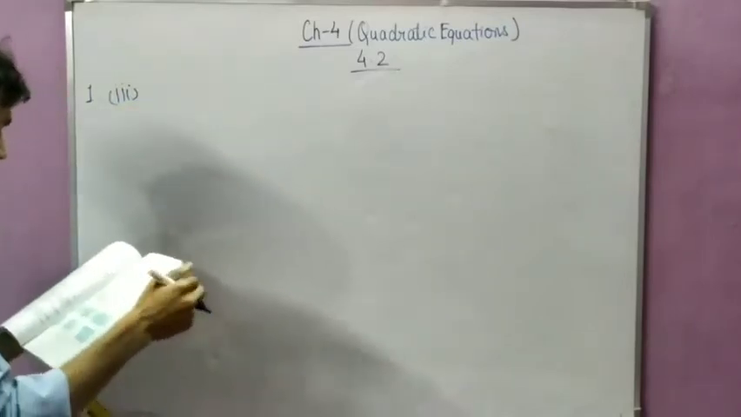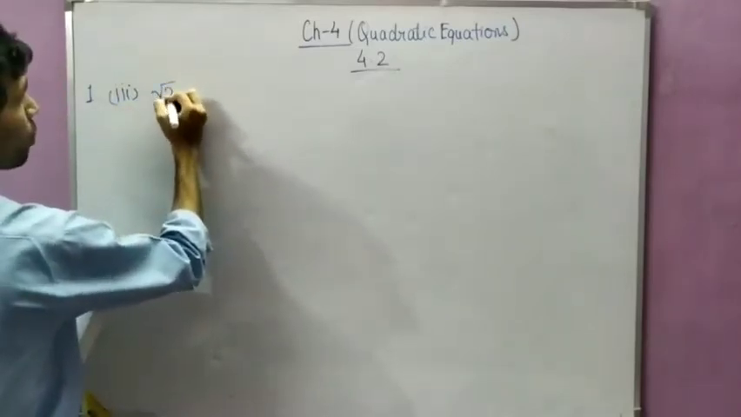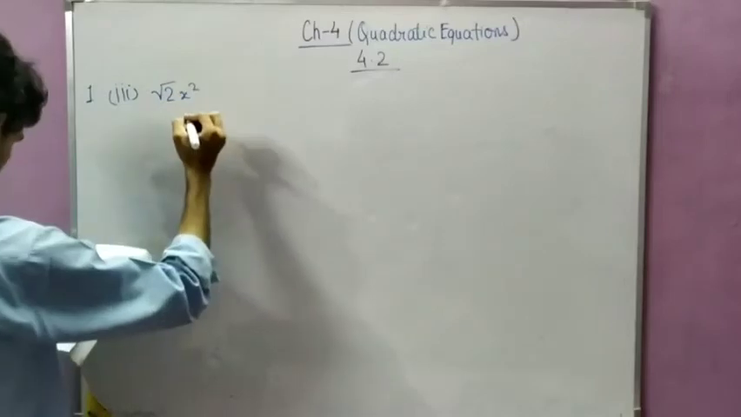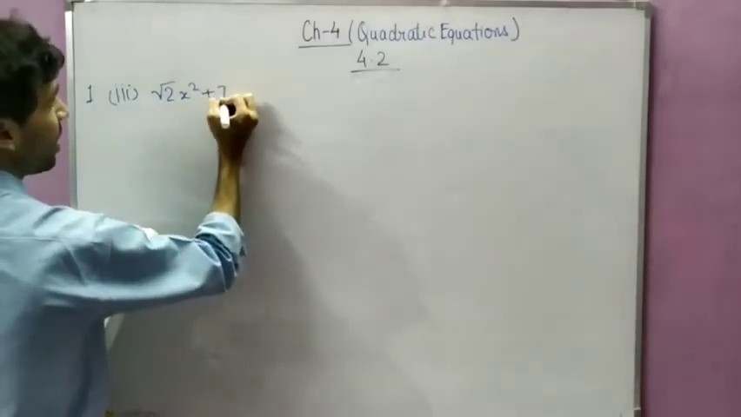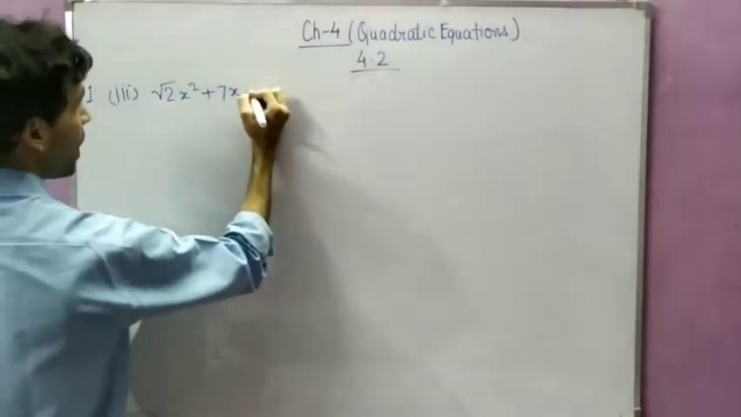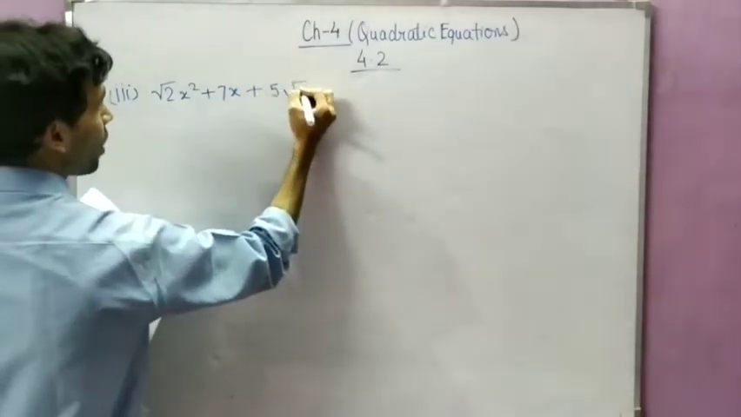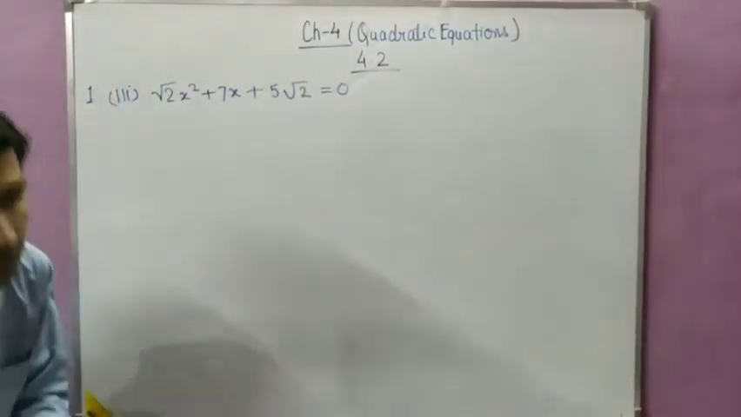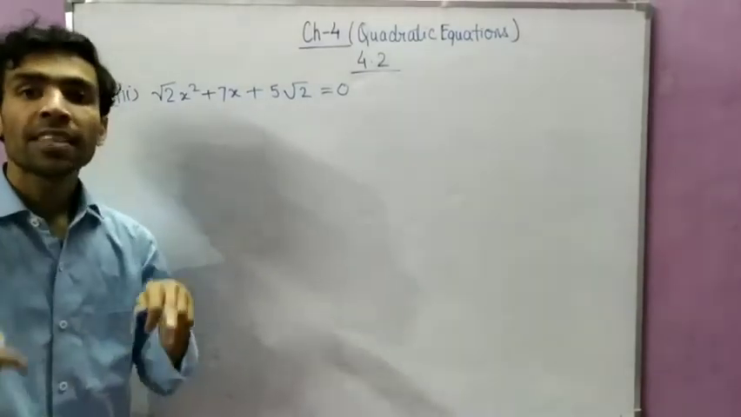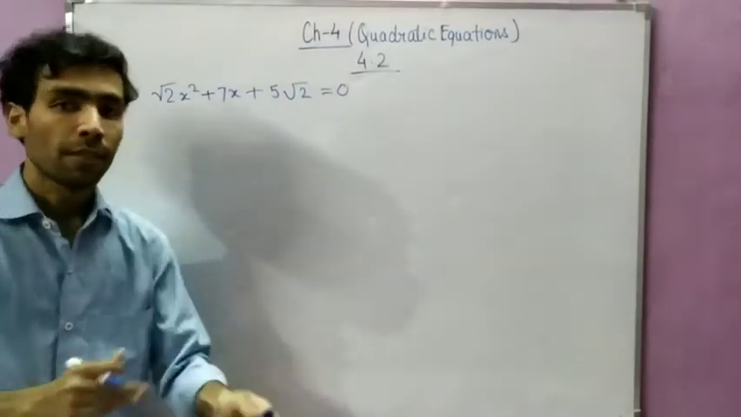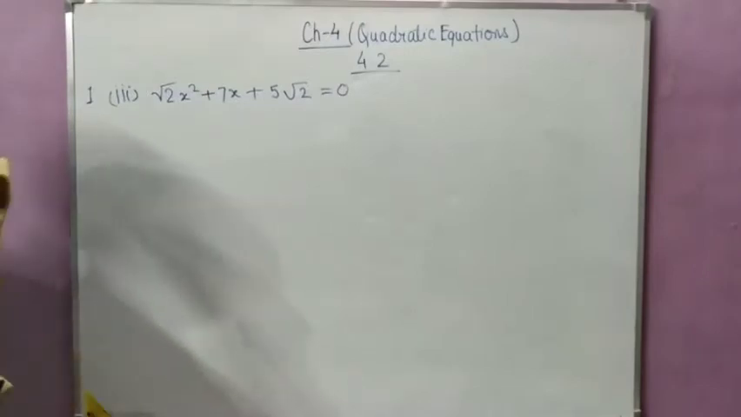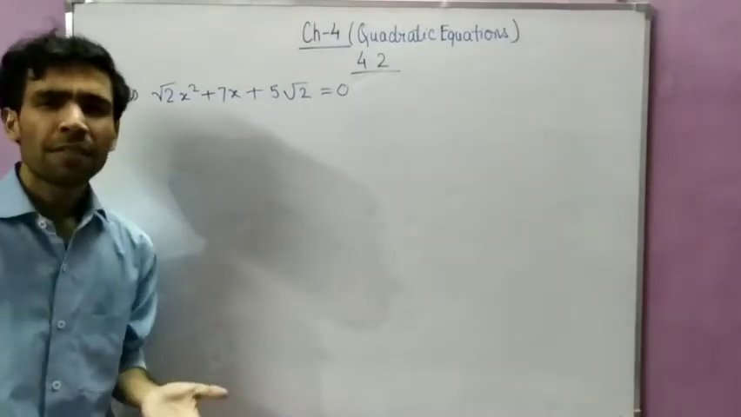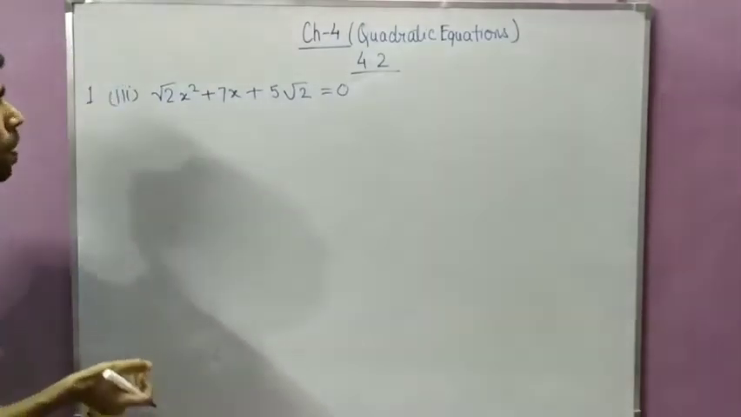Third part is under root 2 x square plus 7x plus 5 root 2 equal to 0. Now a root type of question comes. One root type of question is in the example also, that you can do by yourself. Now see, again the same concept we will apply, children. Now what will we do?